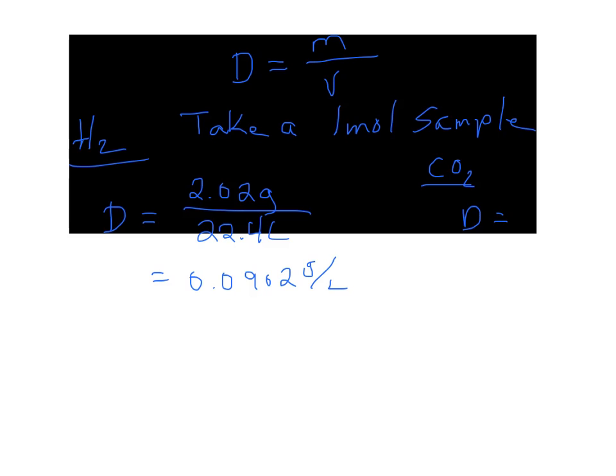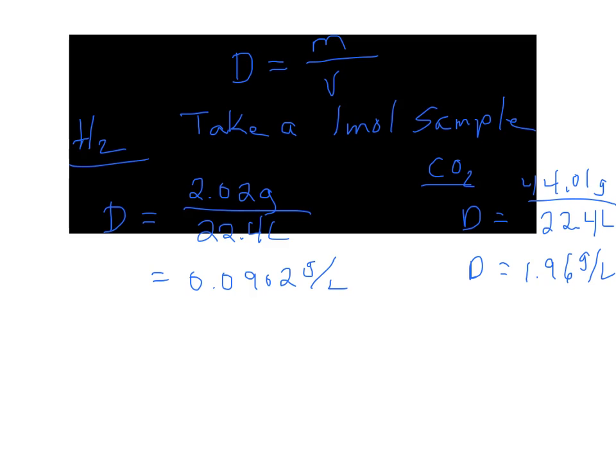If we compare that to another gas, CO2, we can do the same sort of calculations. So the density is going to be equal to the mass of a 1 mole CO2 sample, so 44.01 grams divided by 22.4 liters. That gives me a density of 1.96 grams per liter. Now, since the density of air is 1 gram per liter, this means that hydrogen gas floats, rises upwards, because it's less dense than air. And CO2 sinks because its density is greater than air.